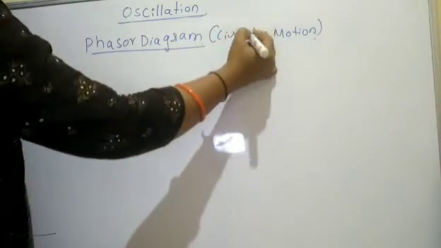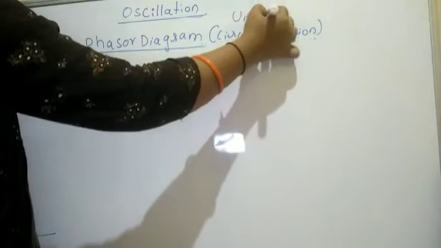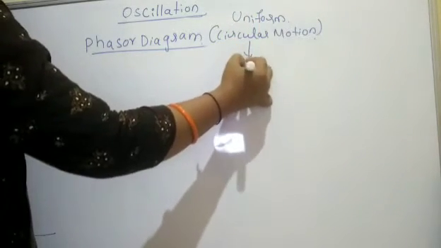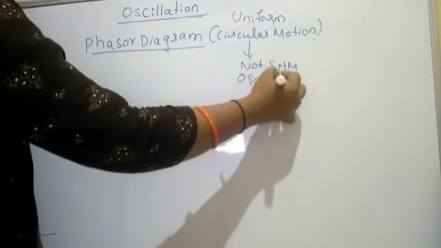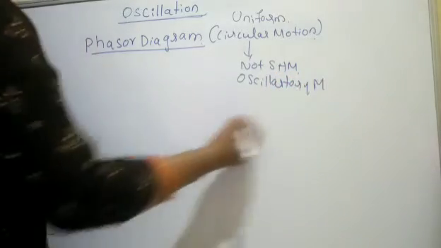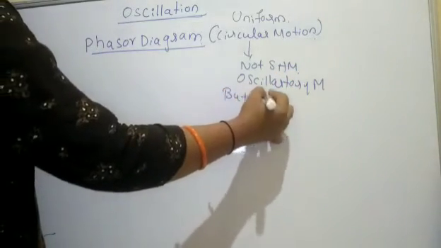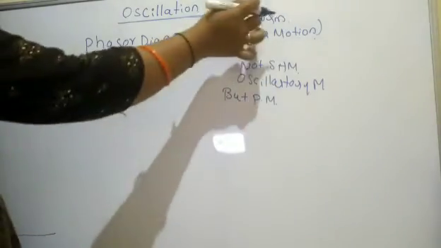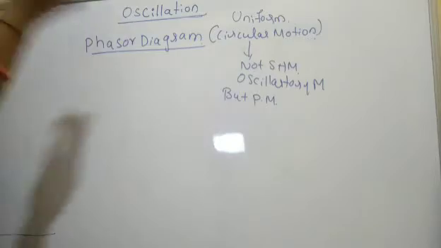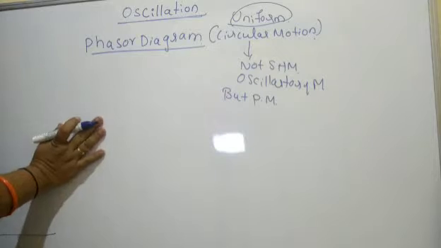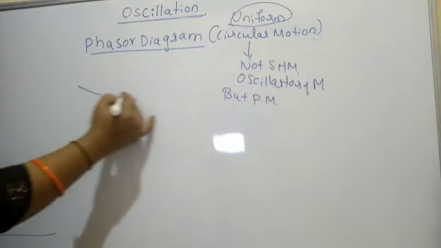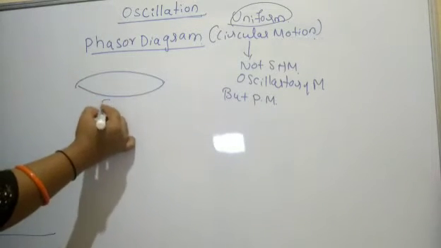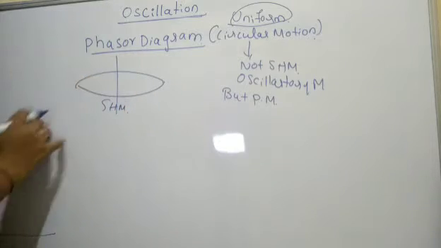So uniform circular motion executed by the particle is not simple harmonic motion or oscillatory motion, but it is a periodic motion. Body executing the circular motion. But when a particle undergoes uniform circular motion, its projection executes simple harmonic motion. What is simple harmonic motion? Which executes the to and fro motion. So this is the simple harmonic motion that we have already discussed.